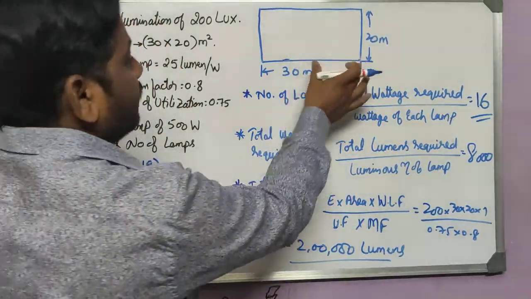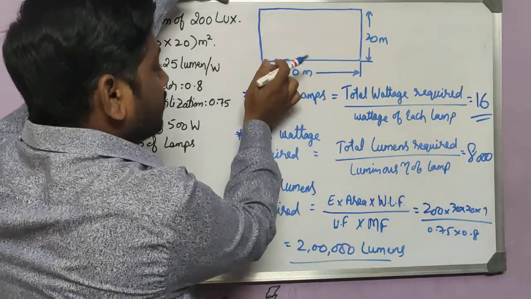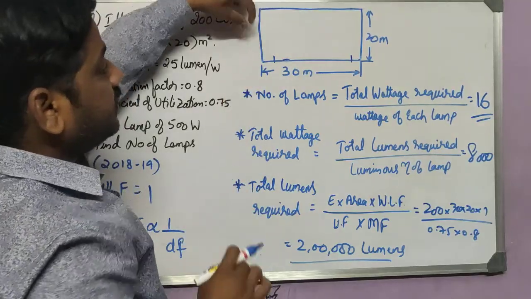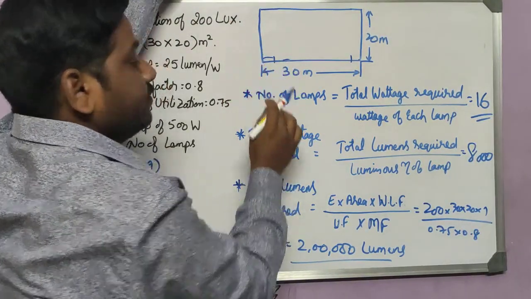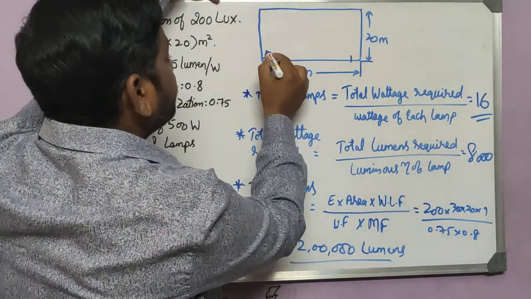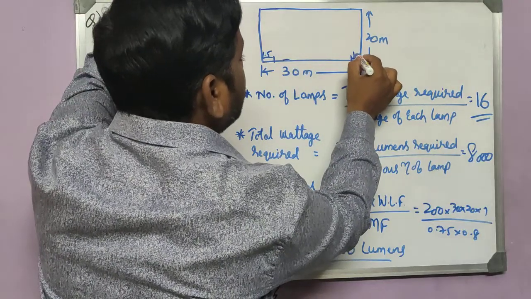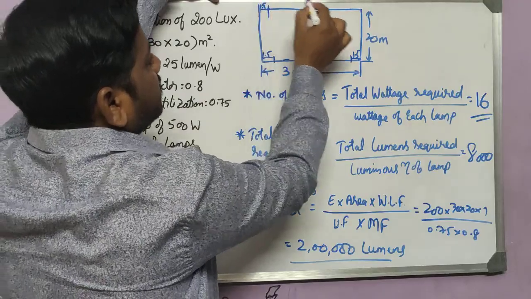When we have 30 meter and 20 meter here, we can leave some space for clearance. We should not place the lamps at the edge of the walls. I will leave some 2 meter here. Actually, minimum 1.5 we need to leave, but we have some more space. Or let me take it as 1.5 itself. 1.5 and 1.5. And here also I will leave 1.5 meter.